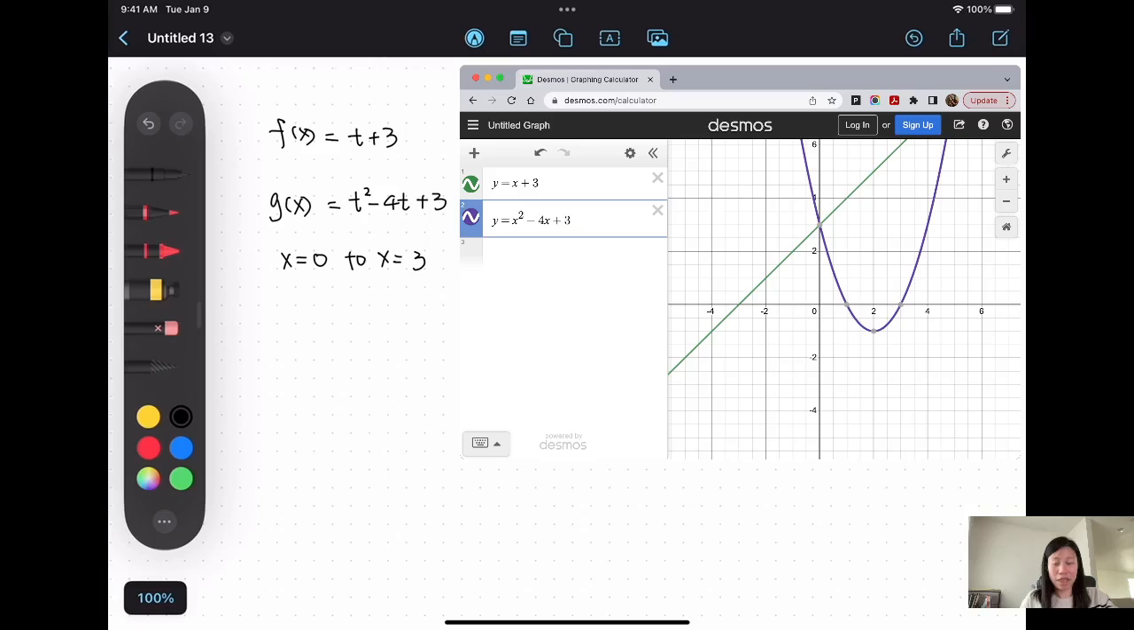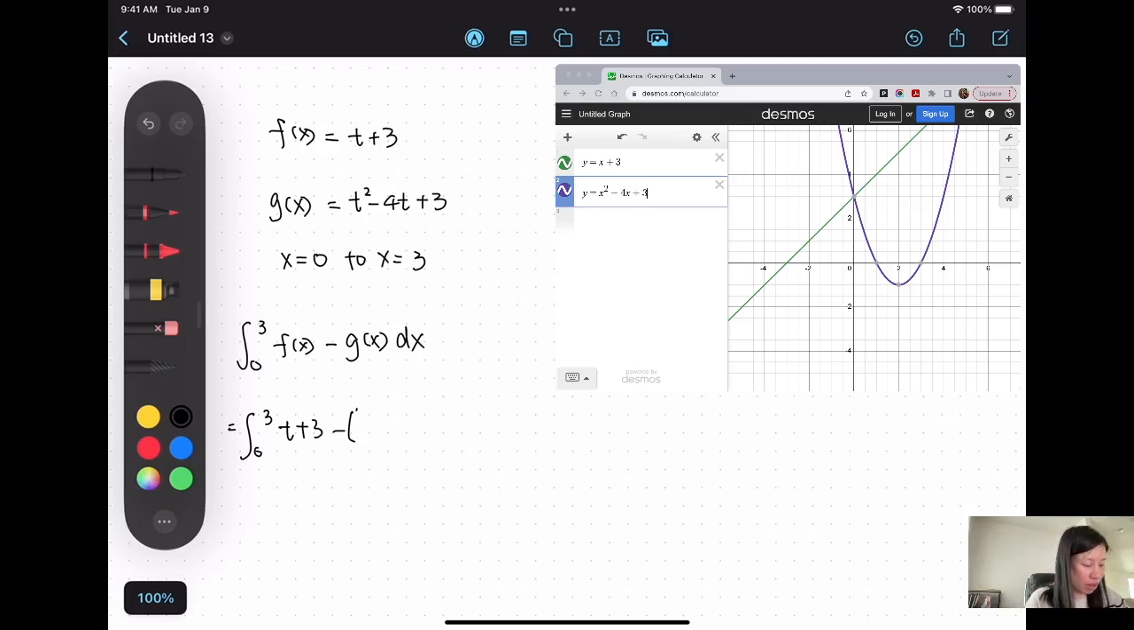As you can see, we are trying to find the area from 0 to 3. In between this area, the green line is always above the parabola. So that means when we set up the integral, it should be the integral from 0 to 3 of f(x) minus g(x) dx. So f(x) is x plus 3 minus, and put the parentheses, because when you subtract, you're going to change the signs inside the function.